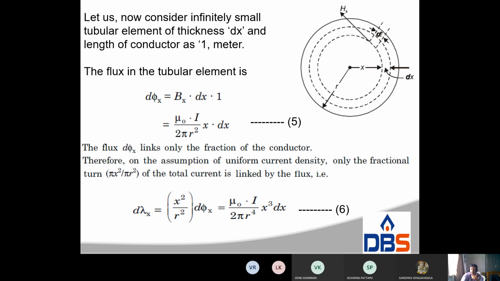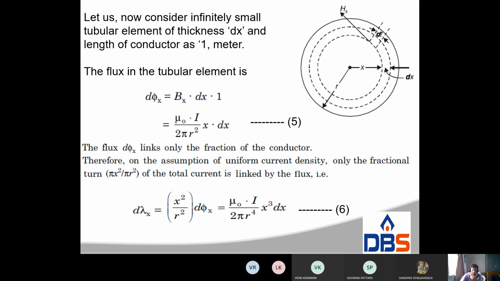Therefore, d psi x is equal to Bx into dx into 1. And we know the Bx value, mu 0 I by 2 pi r square x into dx, taken as equation 5. These flux linkages are with current Ix only. So because of current Ix, this much flux linkage will be developed inside the conductor.